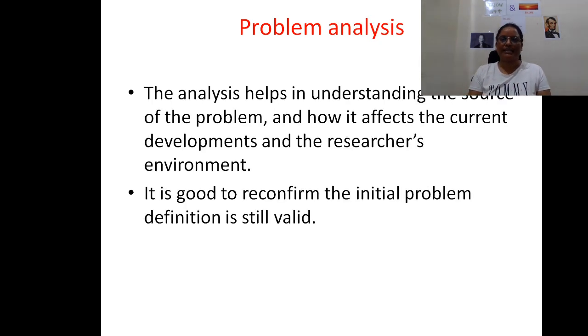Then next is problem analysis. Which problem we feel and write down, here we can analyze what exactly the problem is. The analysis helps in understanding the source of the problem, from where it arises and how it affects the current developments and the researcher's environment. It is good to reconfirm that the initial problem definition is still valid. When we understand the source of the problem and how it affects, after that we have to reconfirm the problem which we wrote earlier in the first step.